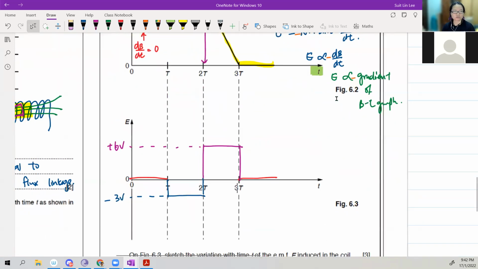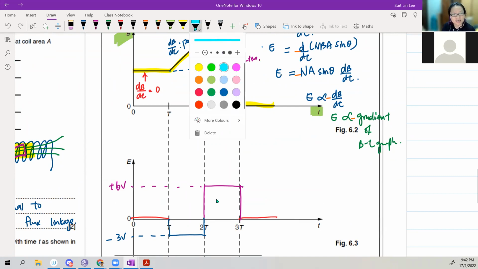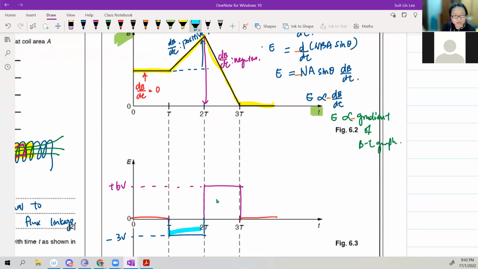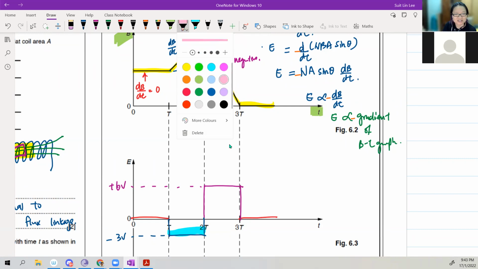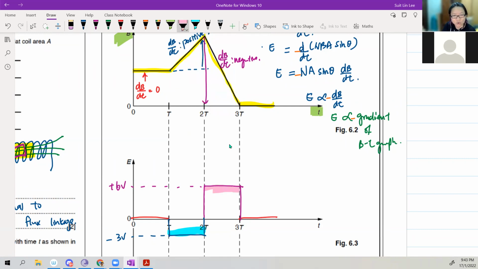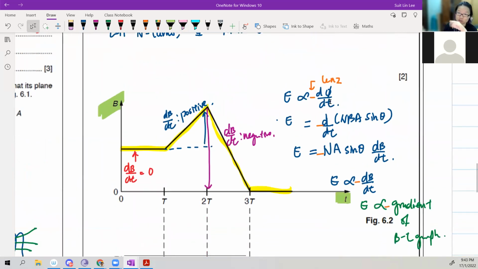Okay, that's all. CIE is very nice one. They are not very particular about the symbol. So as long as the blue color section is negative, the blue color section and this pink color section are not the same polarity, CIE is okay. But if you really want to draw it properly, your induced EMF is proportional to negative dΦ/dt.